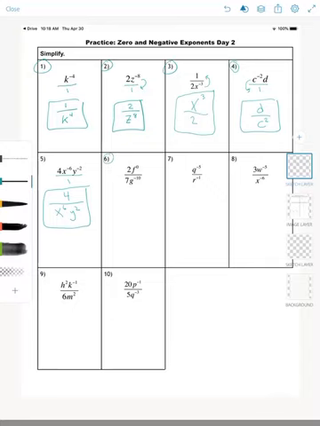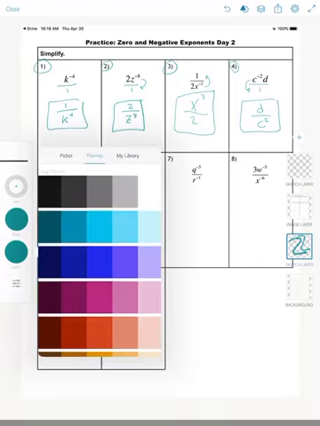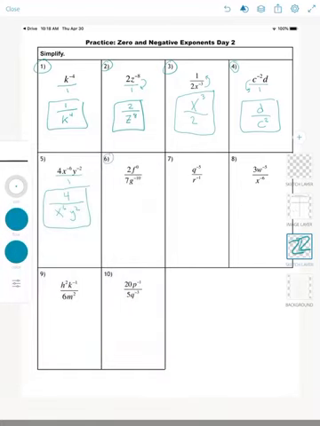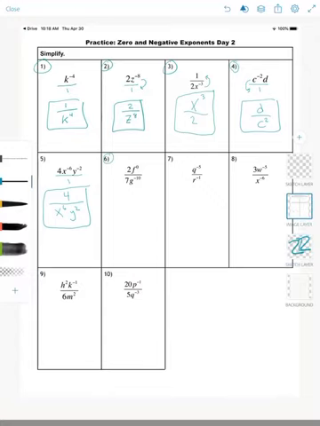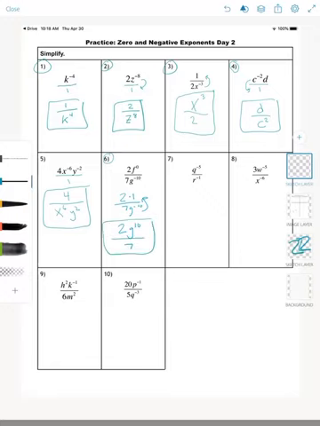Number 6. So we have 2f to the 0 power. Remember, anything to the 0 power is just 1. 7g to the negative 10. So I'll do this in 2 steps. So we have 2 times 1 over 7g to the negative 10, and that's going to go to the top. So we have 2g to the positive 10 now, and 7 stays where it is.